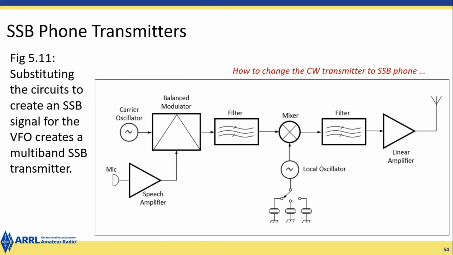Substituting circuits to create a single sideband signal for the VFO creates a multi-band single sideband transmitter. You've got a balanced modulator, some bandpass filters, a mixer. Now I'm getting more of a radio that can do voice and CW.